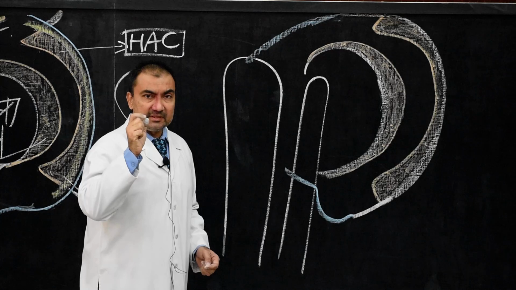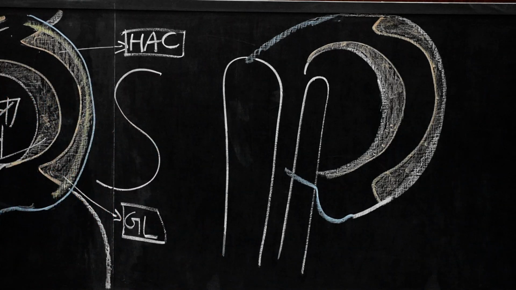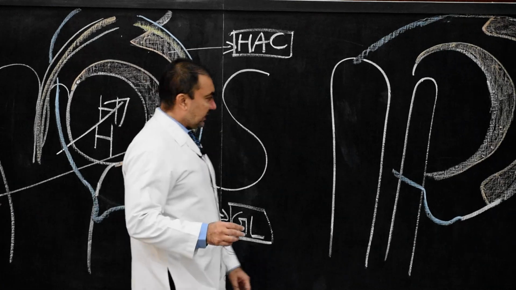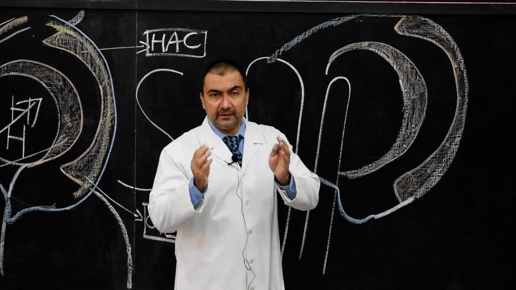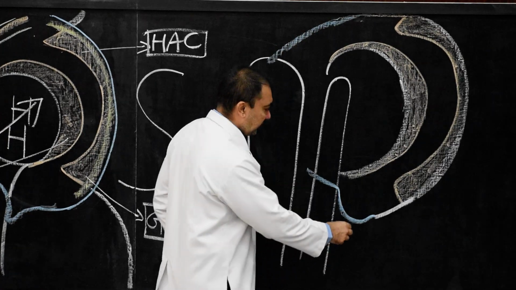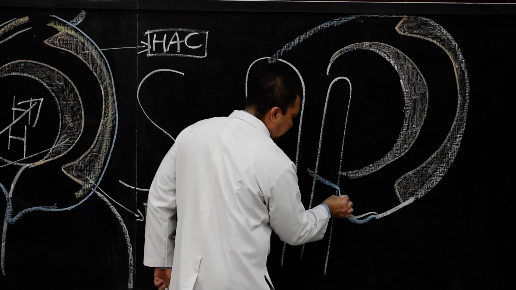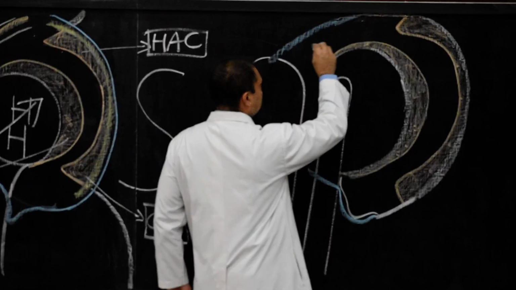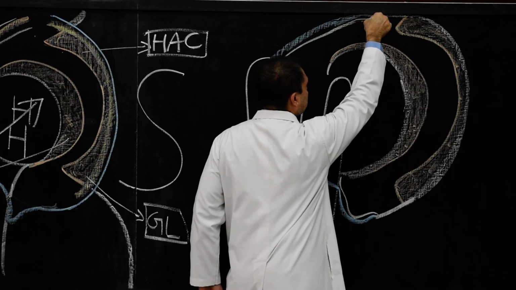Next we show the synovial membrane. Now for the synovial membrane, we are going to use green color. It will line the inner surface of the fibrous capsule. So therefore here we show that the synovial membrane is lining the inner surface of the fibrous capsule. Over here also we show that it is lining the inner surface of the fibrous capsule.